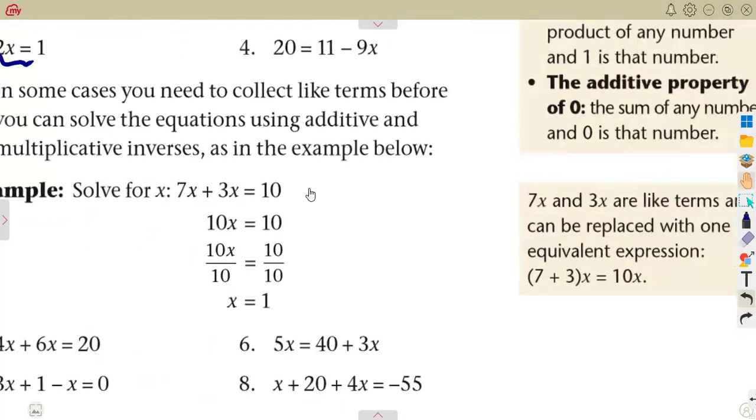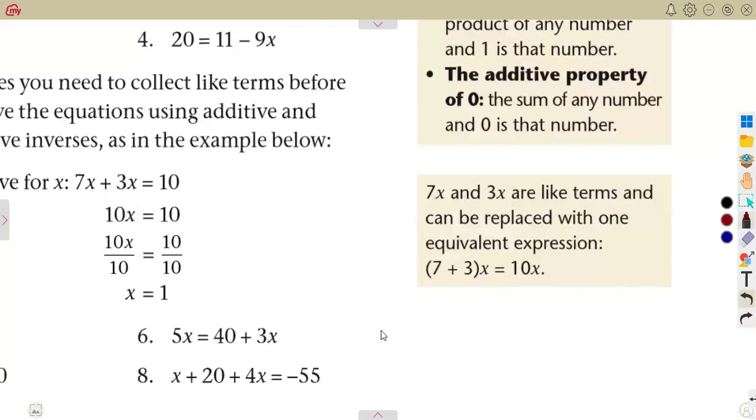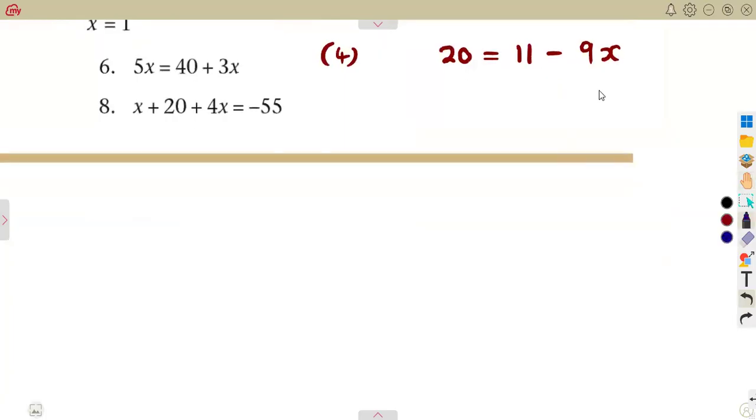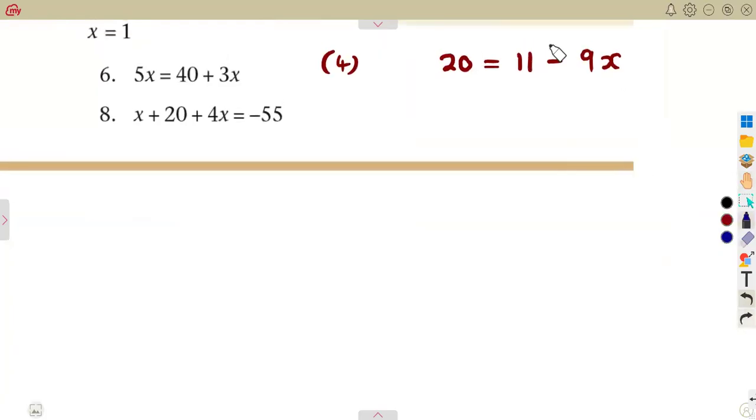All right, what about question number 4, where you are given 20 is equal to 11 minus 9x. So we can even use the same concept. Let's start with the additive, because it's happening on the right-hand side. So whatever side that you are on is still the same. So we want to remove the 11 here, it's positive 11. So you're just going to subtract 11. You also subtract 11 on this side. Whatever that you do on the left-hand side must be done on the right-hand side.